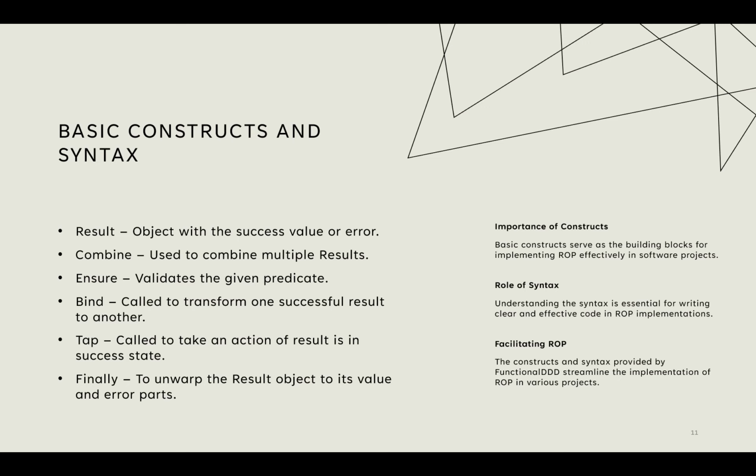Ensure validates or executes a given predicate. Bind is called to transform one successful result to another. Tap is called to take an action on a result in a success state. There is no return value expected for a tap. And finally, the result object is unwrapped to its value and error paths.